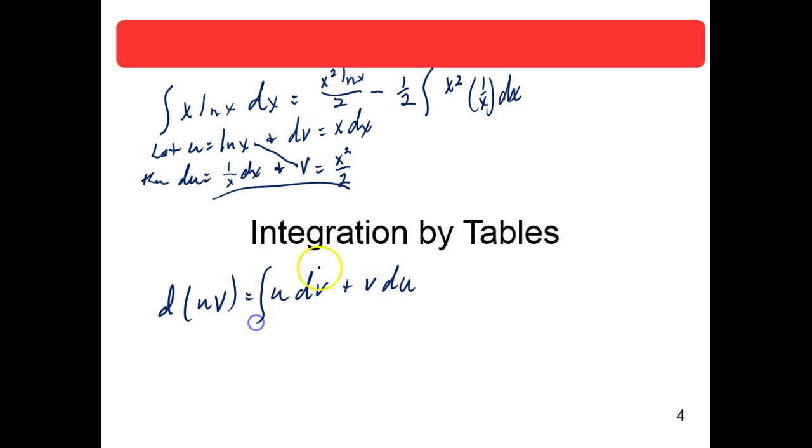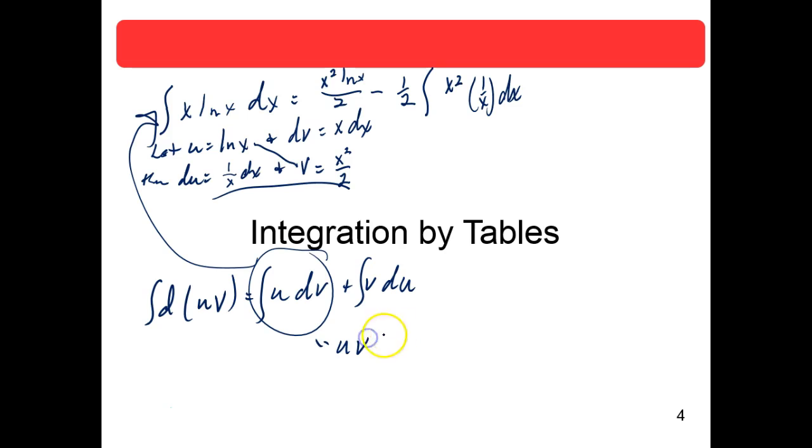What if everything was integrated, including this? What's the answer to that? It would be the integral of the derivative of uv. Well, the integral of the derivative is just, this thing right here would be uv minus the integral of v du. Well, that's what we got here. We've got a u dv here, and that is the uv, the product of these two, minus the integral of v du.